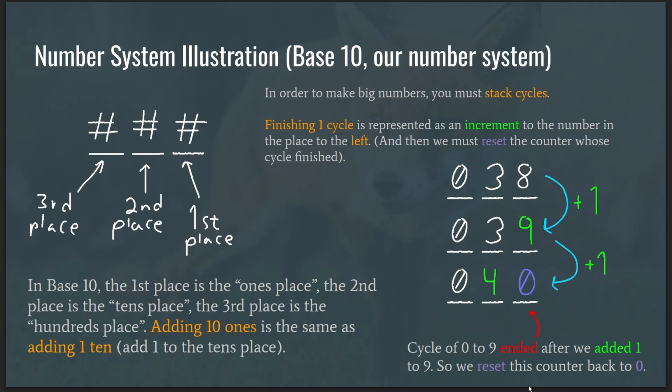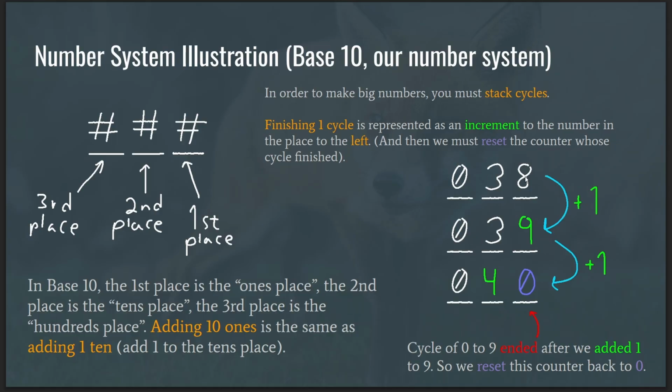Here's a number system illustration for our number system, base 10. In order to make big numbers, you must stack cycles. So, as you can see, in base 10, the first place is the ones place, the second place is the tens place, the third place is the hundreds place. Adding 10 ones is the same as adding 1 ten. Finishing one cycle is represented as an increment, so plus 1, to the number in the place to the left. And then we must reset the counter whose cycle finished.